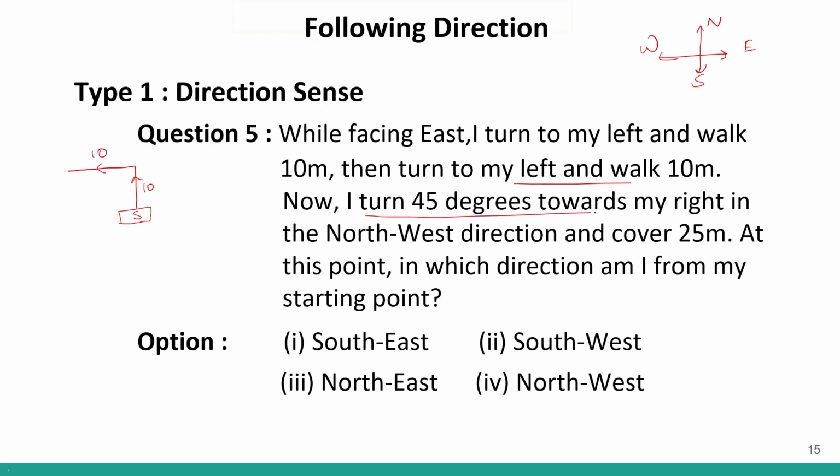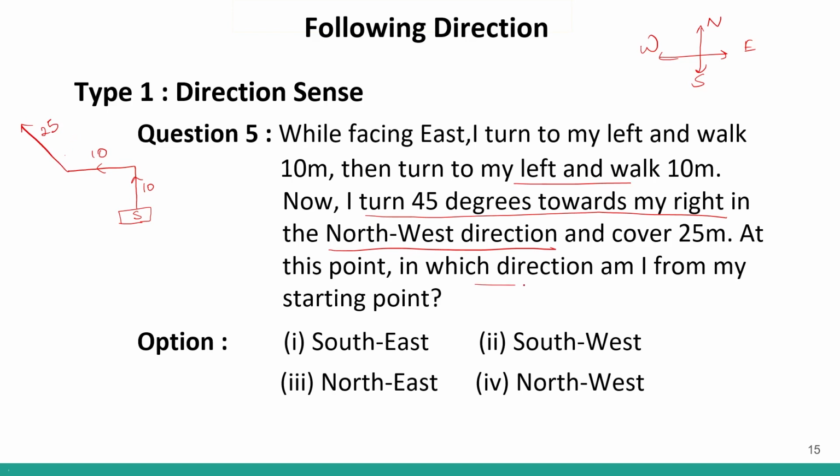Then he turns 45 degrees towards my right. So if we draw something like this, what will be the 45 degree? 45 degree will be here. So he takes a 45 degree turn towards the right in the northwest direction. So direction is also mentioned to us, northwest direction, and covers 25 meters. So from here, he goes 25 meter in the northwest direction.